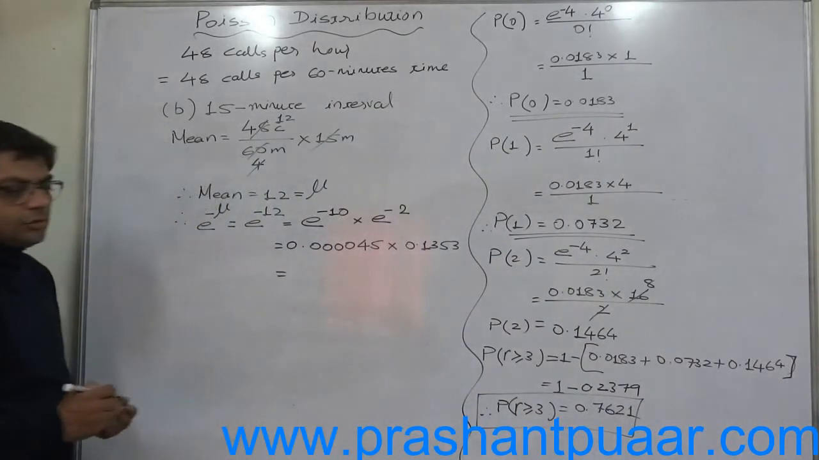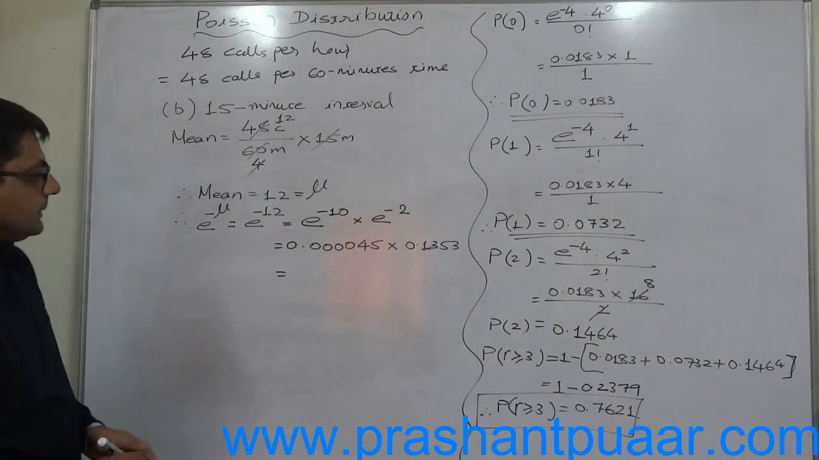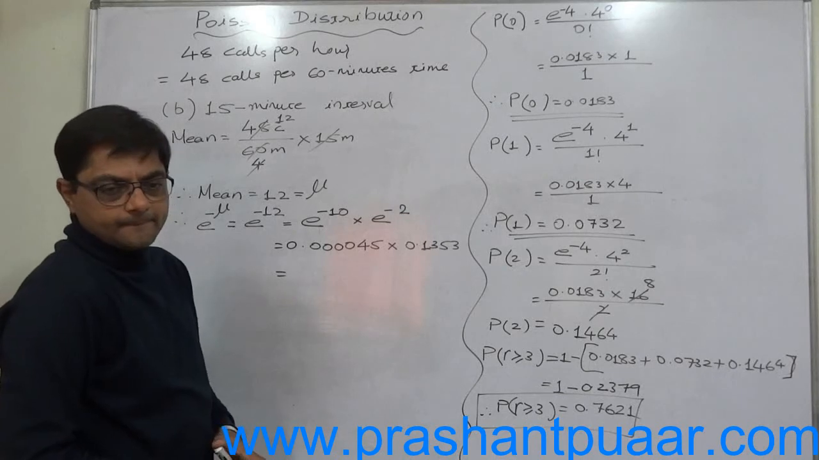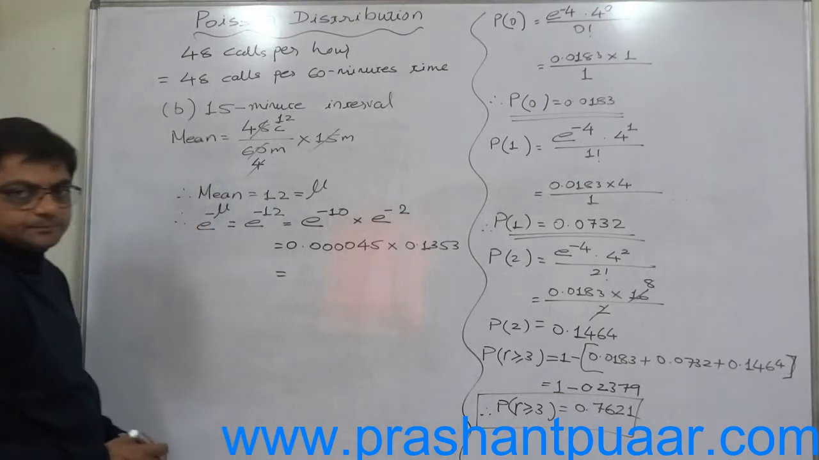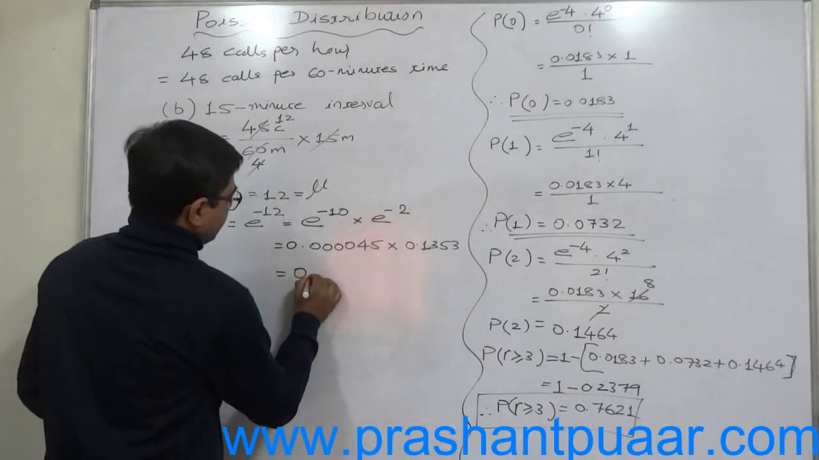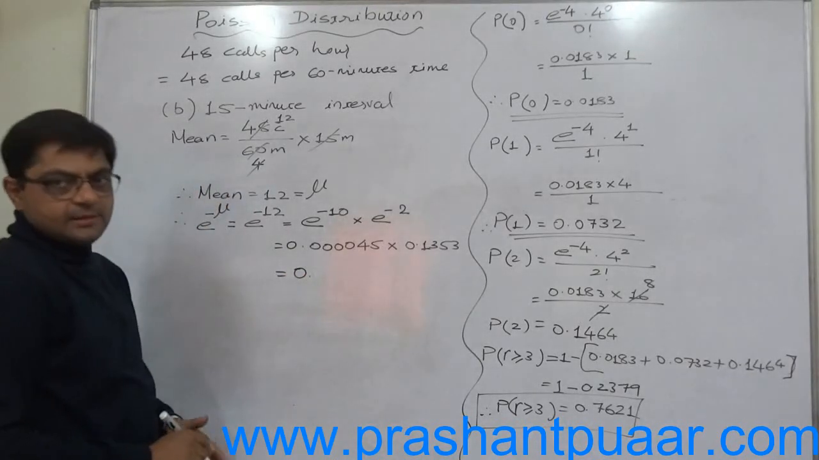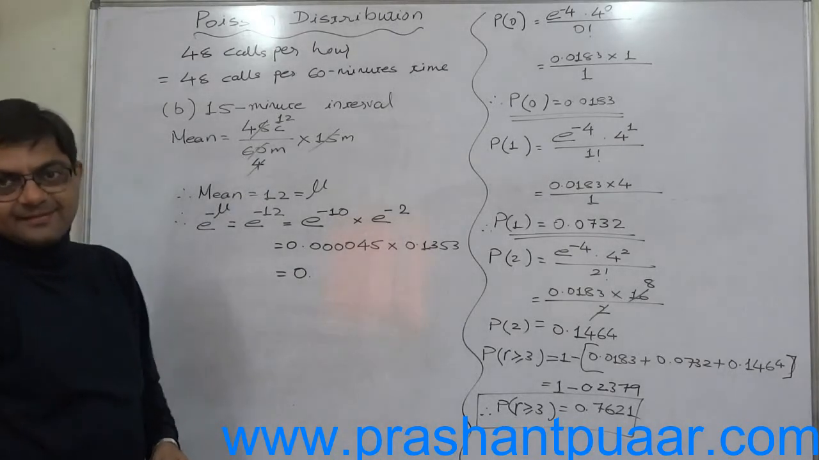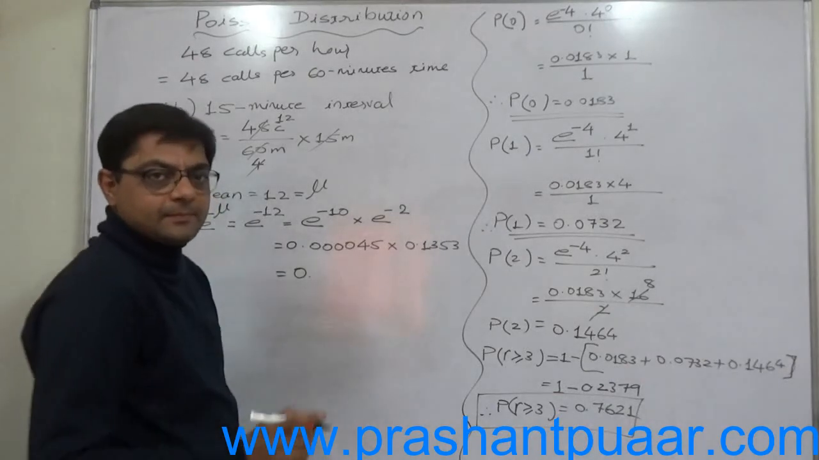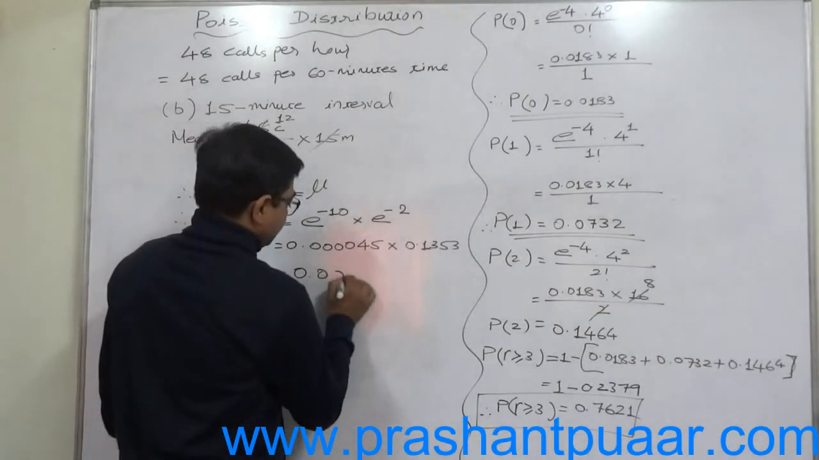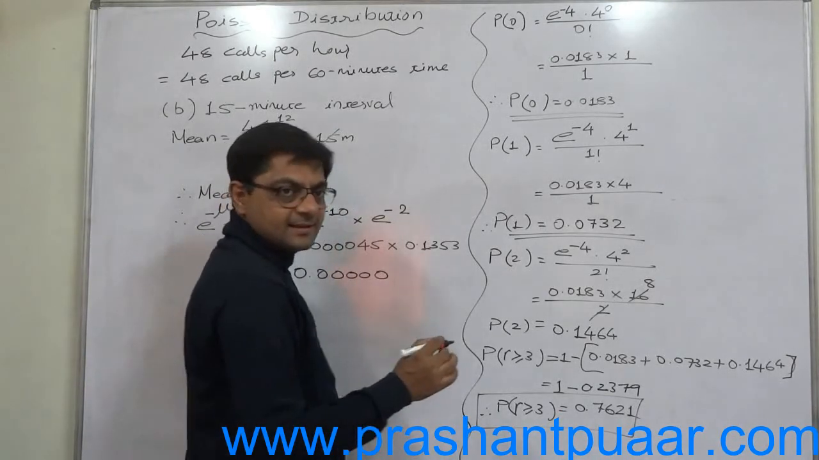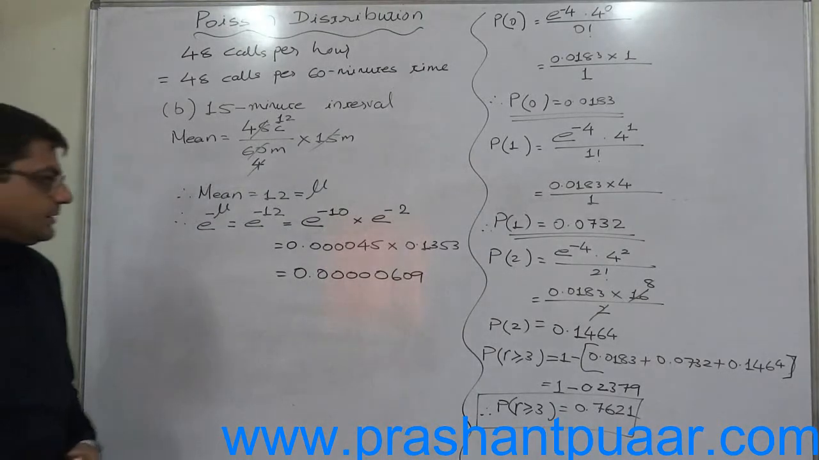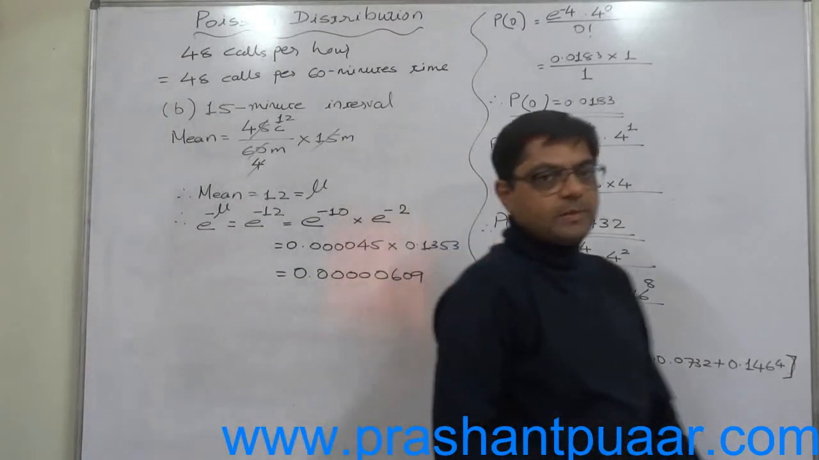Now just give me the value of this function. Then 5 zeros, is it? 0.00000 5 zeros, yes. So this is the value of e raised to minus 12.